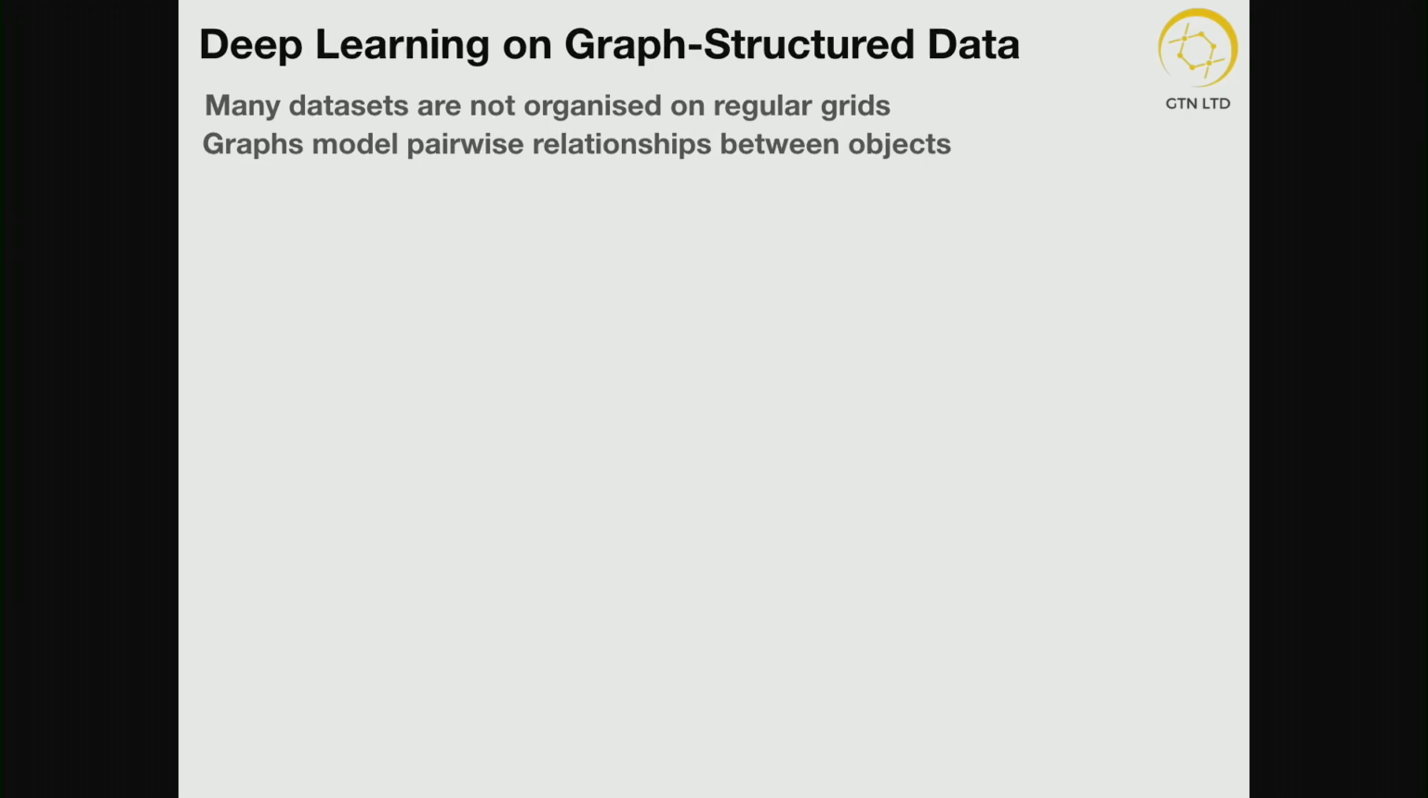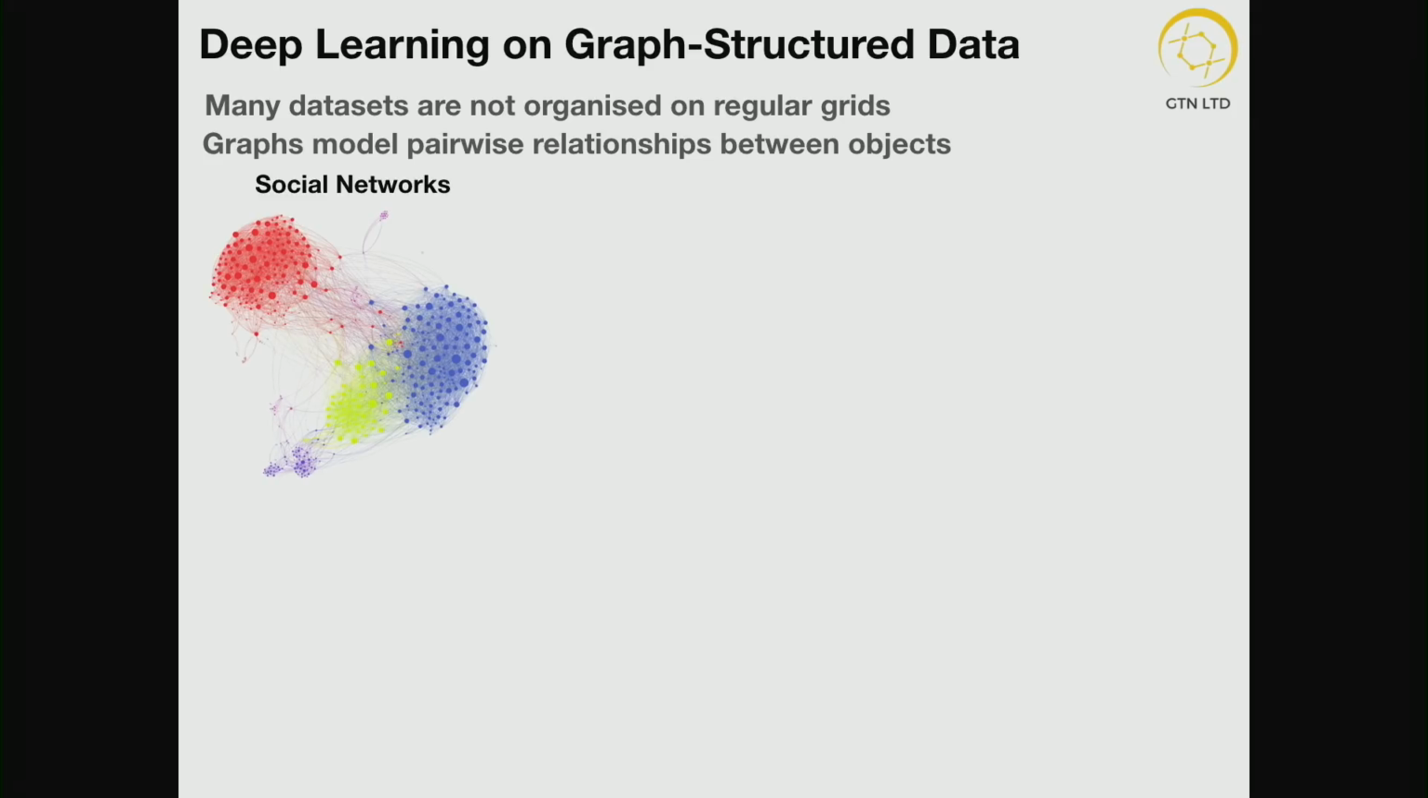But the issue with these is that many real-life data sets are not organized on these regular grids. So there's been research over the past few years aimed at trying to generalize convolutional neural networks to work with data that's modeled as a graph. In the simplest sense, a graph is just a pairwise relationship between objects. Simple examples of these are social networks, where you might have nodes being individuals and edges being some kind of relationship between those two people.